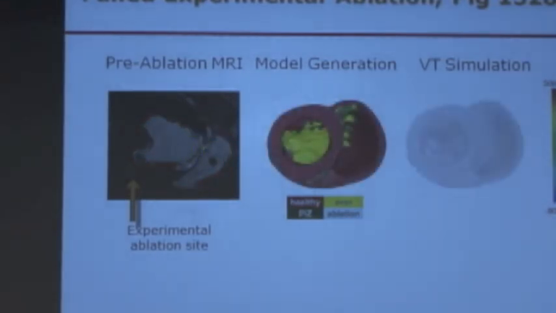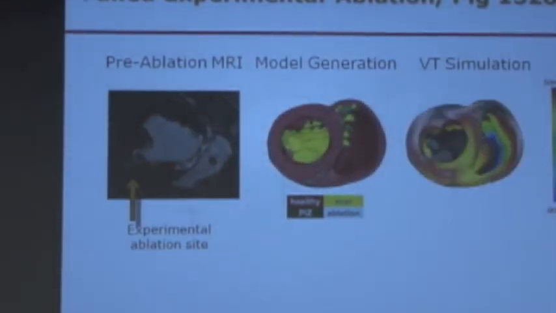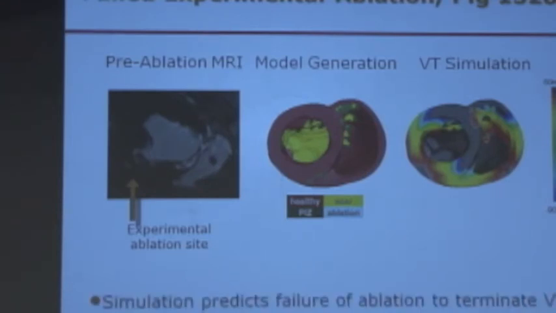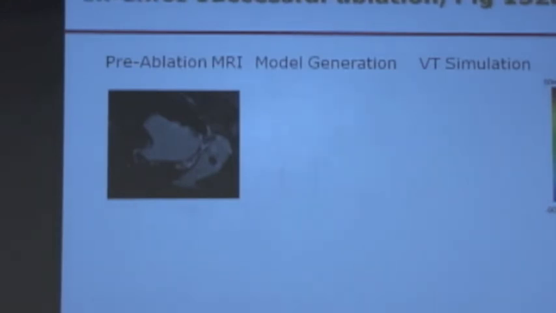loaded into the finite element model. And then we pace, and then there's the VT coming around and circling around. So in fact, the model, using the same anatomical information, putting the ablation where we ablated, says that you missed. In fact, the animal's still going to be inducible. So the simulation predicted the failure of the ablation to terminate the VT.